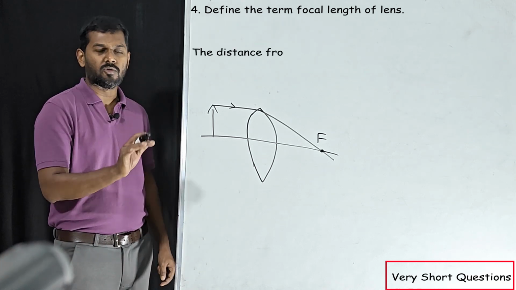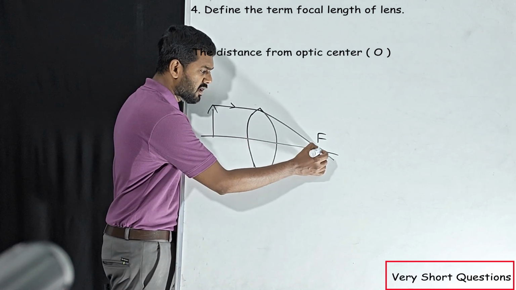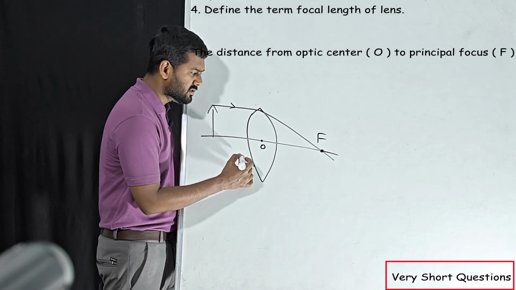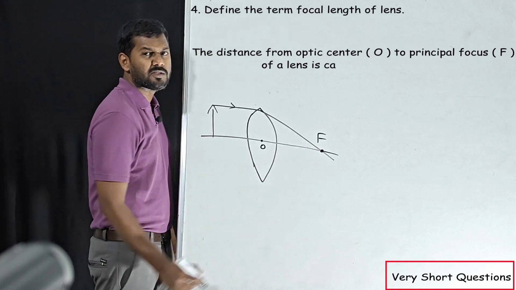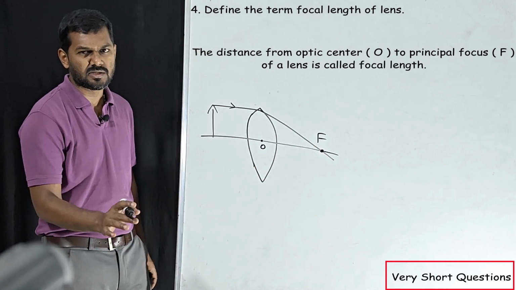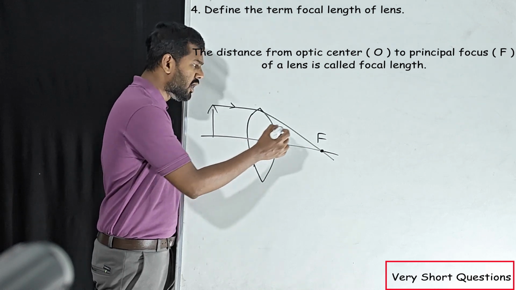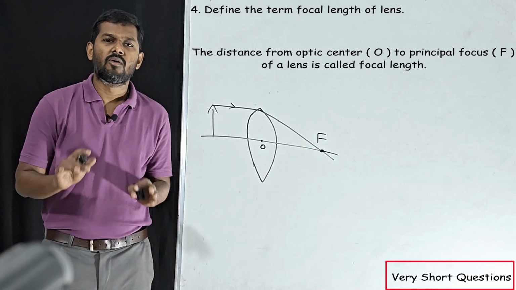Now we'll talk about focal length. The distance between the optical center of the lens and the principal focus, the focus is also fine, the distance between the optical center of the lens and the focus is called the focal length.